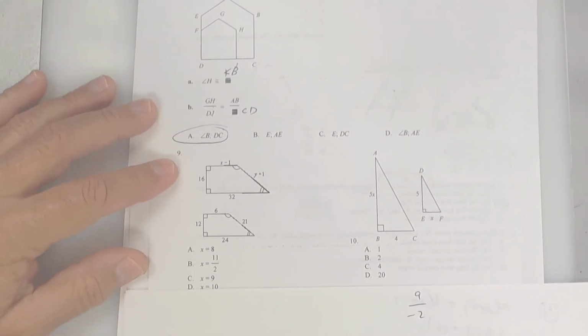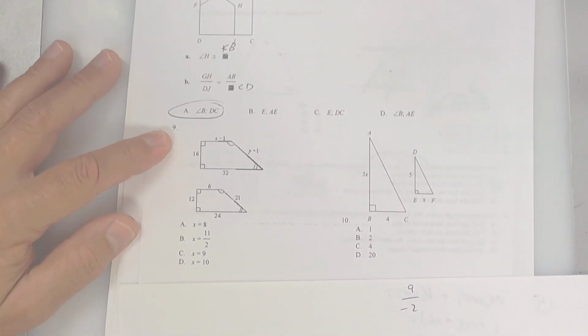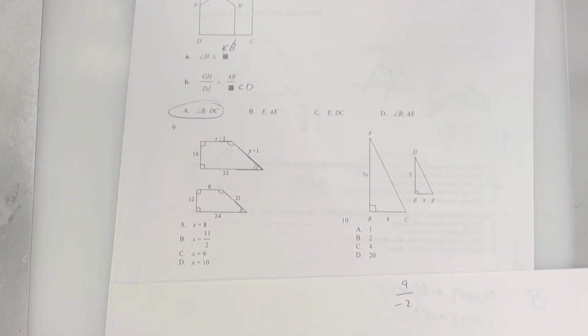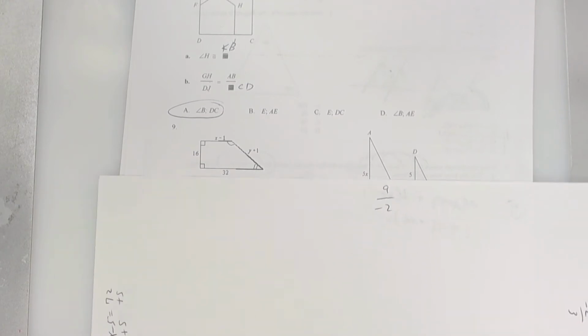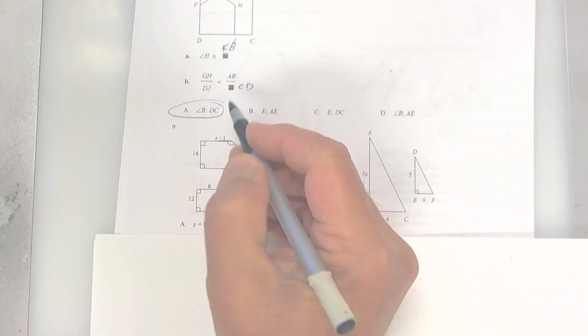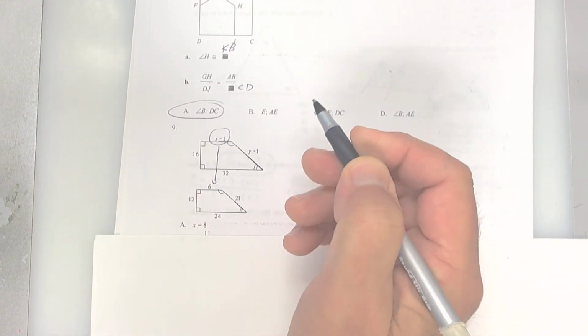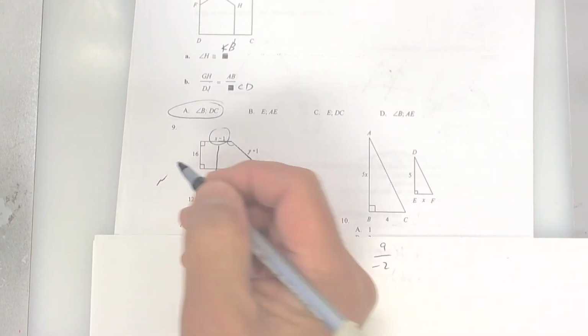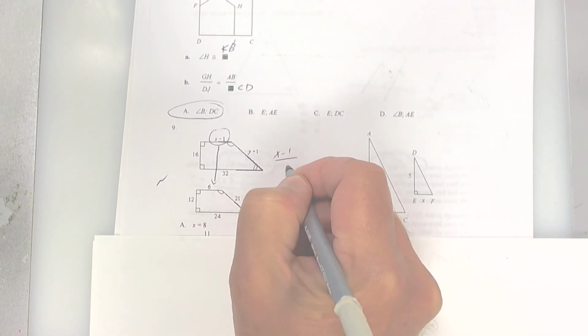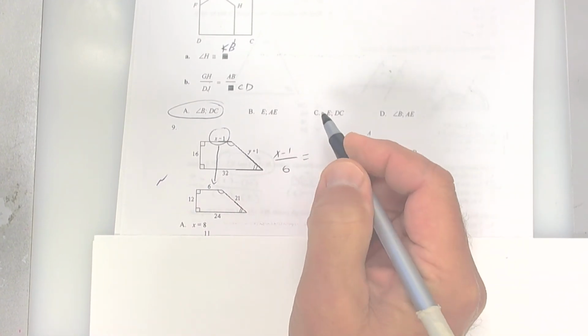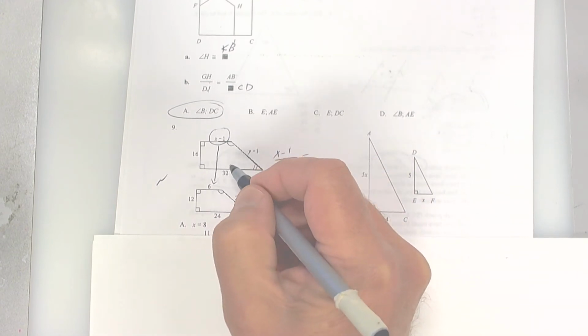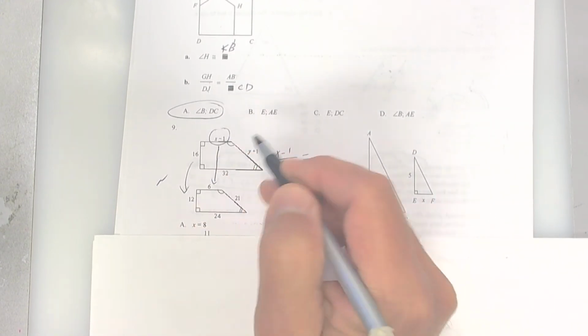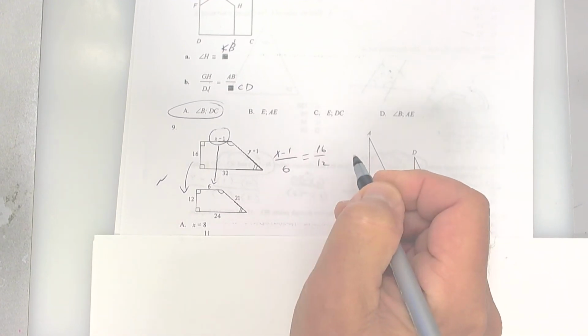This one right here, number 9, let's see what's going on. It looks like we have to probably find X on this one here. Okay, so let's see. What I would do here is put the top, this one, over this one. So I would say, it should say they're similar. So it's going to say x minus 1 over 6 is equal to, and then I'm going to do the bottom here, or I could do this side. So I'm going to say 16 over 12.